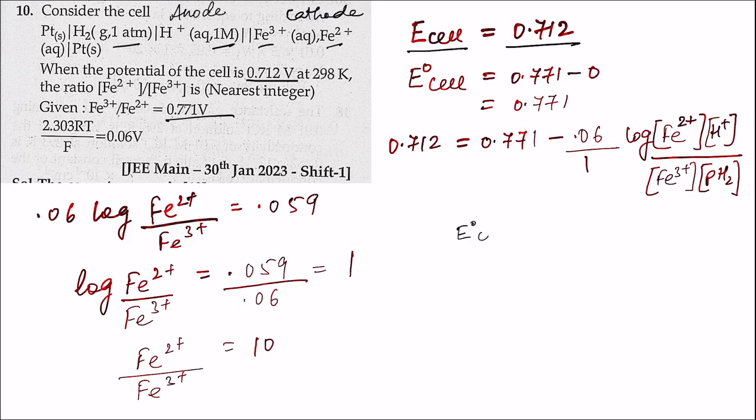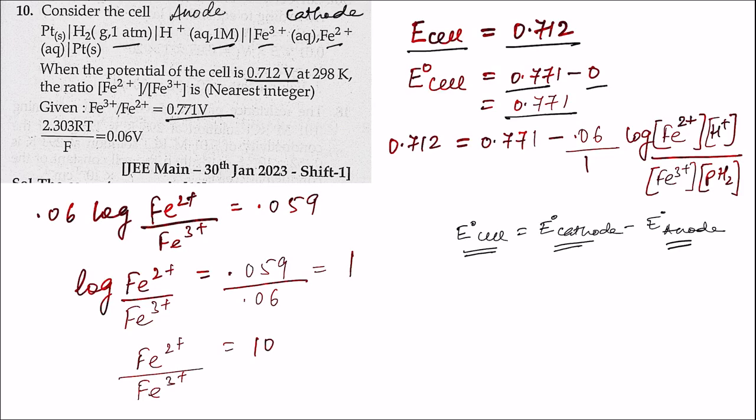Formula for E naught cell is equal to E naught cathode minus E naught anode, that is standard cell potential is equal to standard reduction potential of cathode minus standard reduction potential of anode. Cathode standard reduction potential is given in the question as 0.771 minus standard reduction potential of anode, that is hydrogen electrode, is 0. Standard reduction potential of hydrogen is 0. So 0.771 minus 0 is equal to 0.771. So this is the E naught cell, and EMF of the cell is given as 0.712.